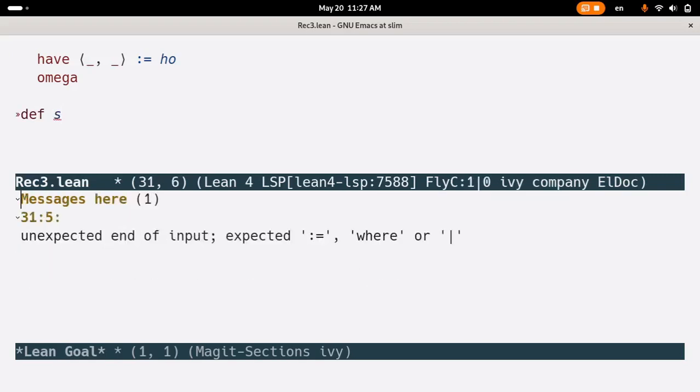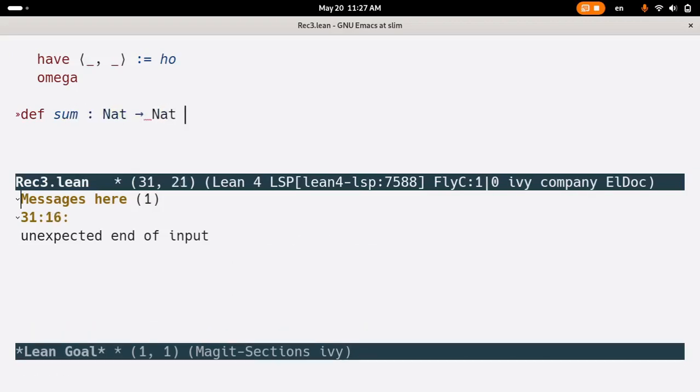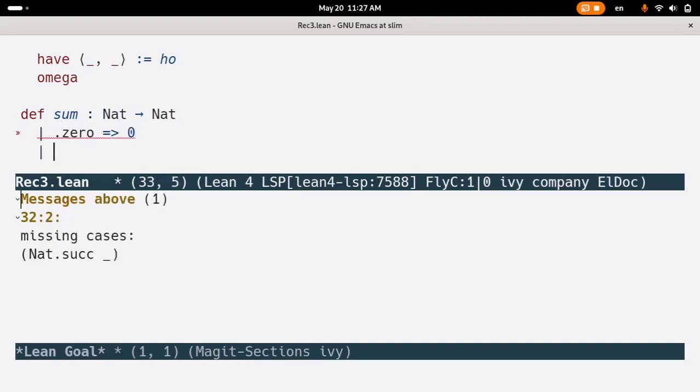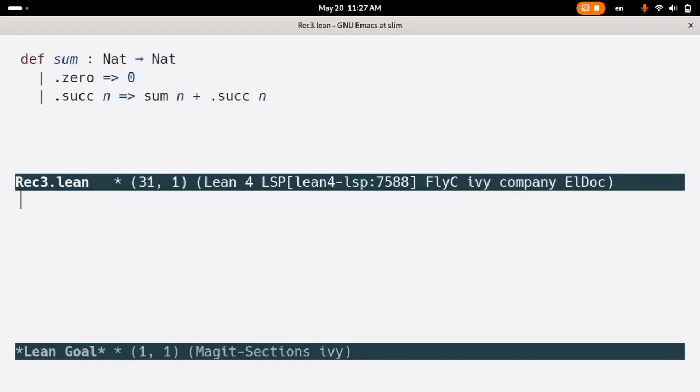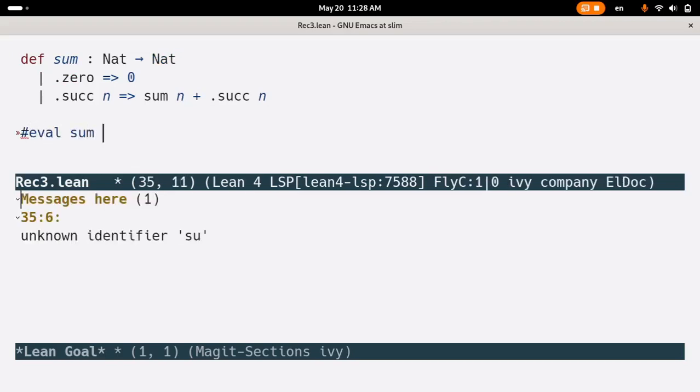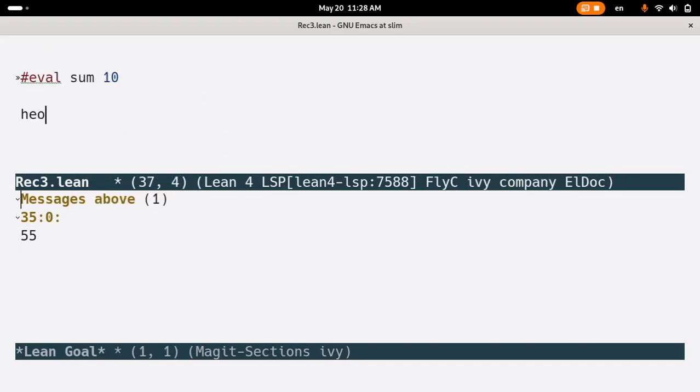We will now see a proof by induction. For this, we define the classic definition, which is the sum of first n natural numbers. So if the input is 0, we output 0. If the input is the successor of a natural number, we first sum up to the previous number and then add n plus 1. Let's say we evaluate this on 10, we get the expected answer 55.